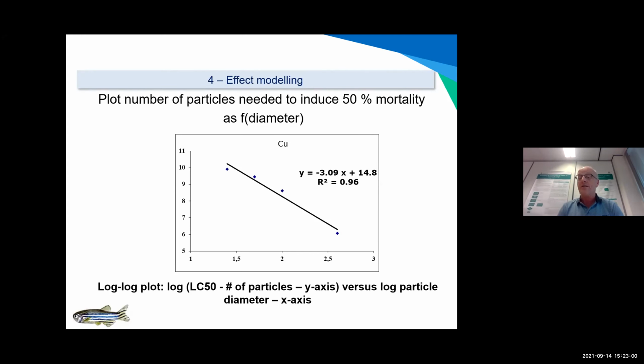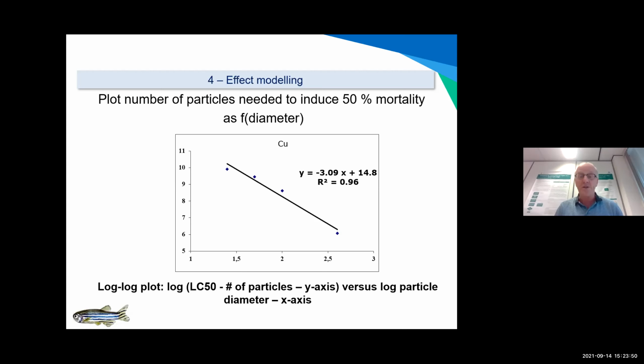And what is shown here is a plot of the LC50 values of the nanoforms as a function of the diameter of the particles. On the x-axis is the log transformed diameter of the nanoparticles, and on the y-axis is the log transformed number of particles in suspension that is needed to cause 50% mortality of the zebrafish embryos. And what you can see is that there is a relatively good fit between the number of particles needed to kill 50% of the zebrafish and the size of the particles. And what's also important is that the slope of this curve is around -3. So this is one way of modeling the effects of a series of spherical copper particles.